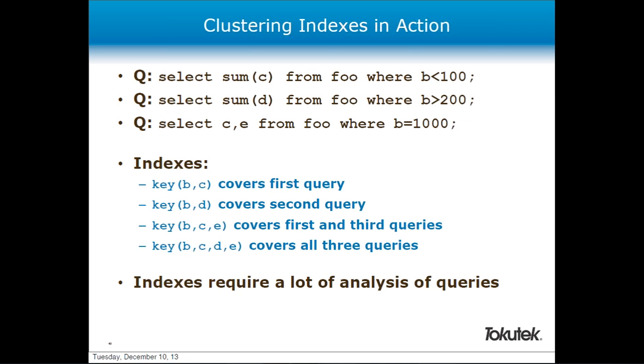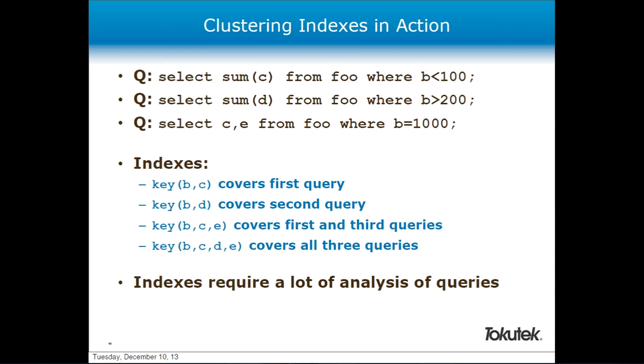So let's talk about clustering keys in action. Let's talk about them in a MySQL world, and I'm going to tie a bit of it into the MongoDB world. Suppose, in MySQL, I have a schema. I know what my columns are, and I know I'm going to be doing a bunch of these queries: select some C where B is less than 100, select some D where B is greater than 200, or select C and E where B is equal to 1,000. So how do I go about designing covering indexes for these?